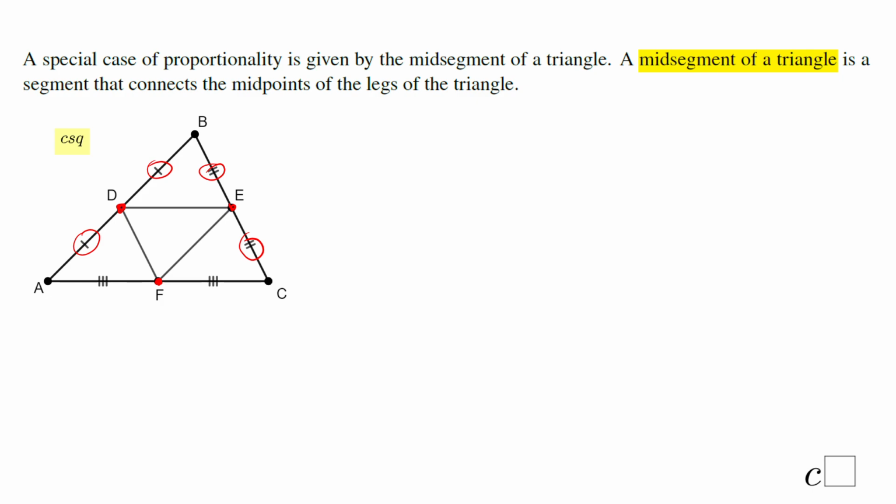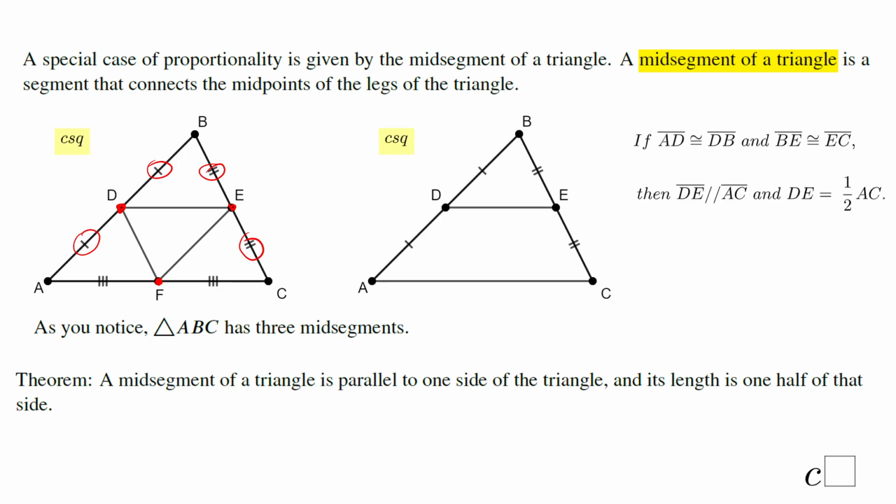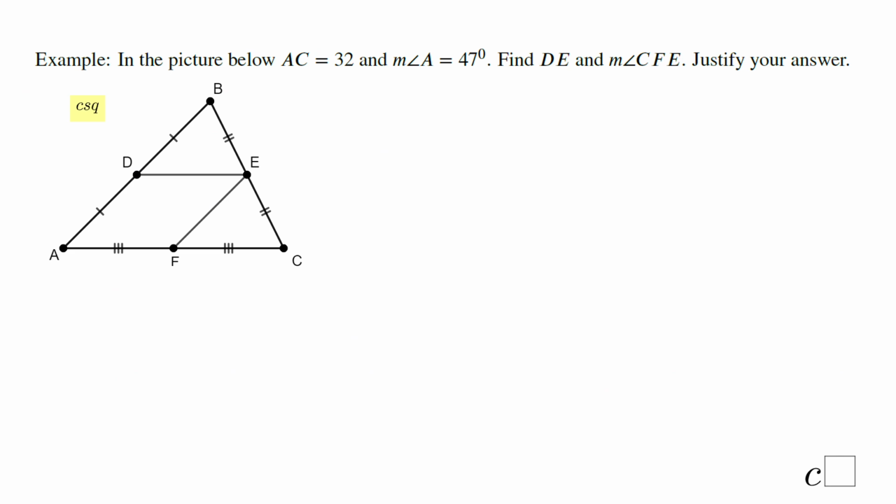And we have a very important theorem. A mid-segment of a triangle is parallel to one side of the triangle, and its length is 1/2 of that side. So what we mean is right here in this picture, this mid-segment DE is half of AC. That's what it says here. And also DE is parallel with AC. Okay. So basically this is a special case of the previous part of the lesson we discussed. So now let's take a look at this example.